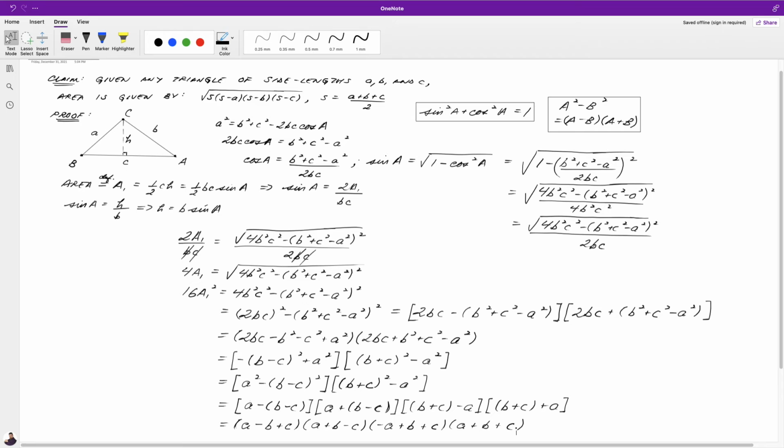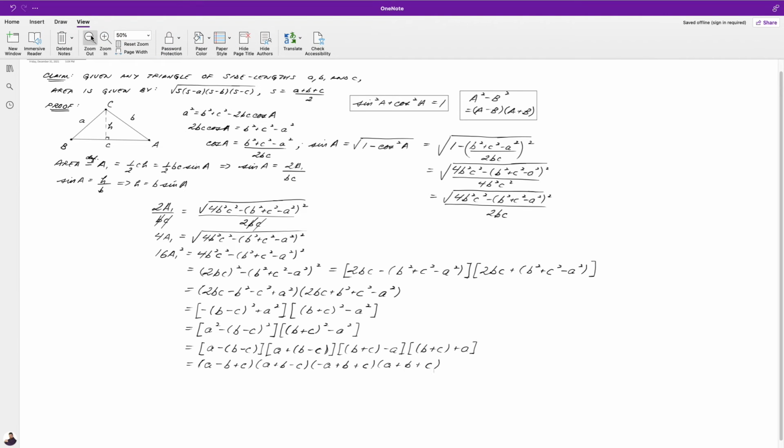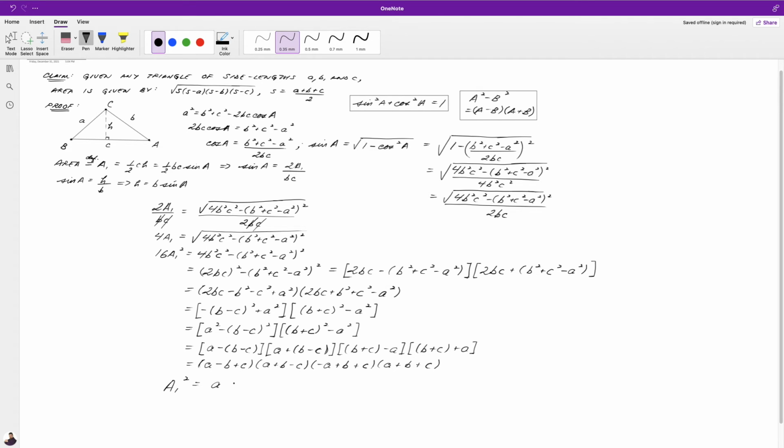Now, I think one more zoom out. There we go. This is all equal to 16 a1 squared. So we're going to go ahead and divide everything through by 16. Now, 16 is 2 to the power of 4. So I can think of a1 squared as equaling, and I'm going to write it out like this, a plus b plus c over 2 times a minus b plus c over 2. So 2 times 2 is 4, and then times 2 again, 8, and then times 2 again, 16.